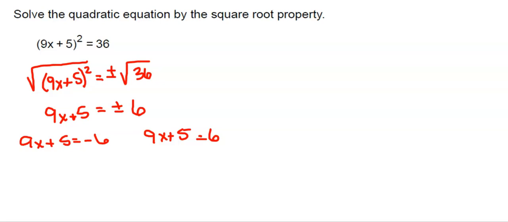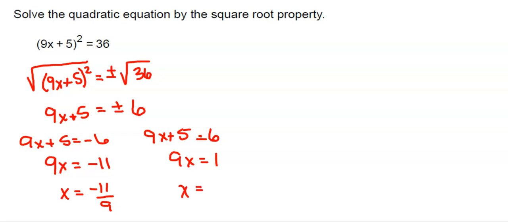Subtract 5 from both sides, and we'll have 9x equals negative 11. Divide both sides by 9, and we get x equals negative 11 ninths. In the other equation, subtract 5 from both sides, we get 9x equals 1, and divide both sides by 9, x equals 1/9. So there's our two solutions.